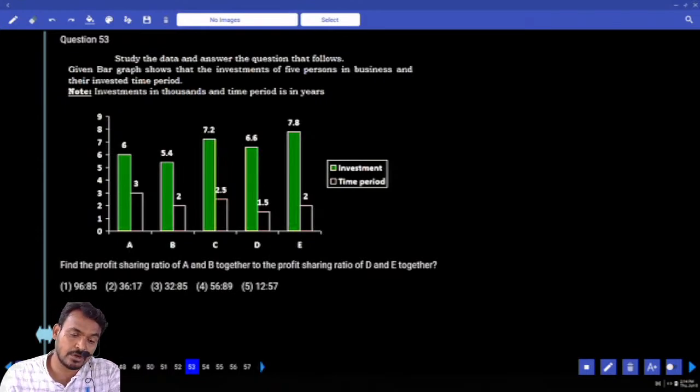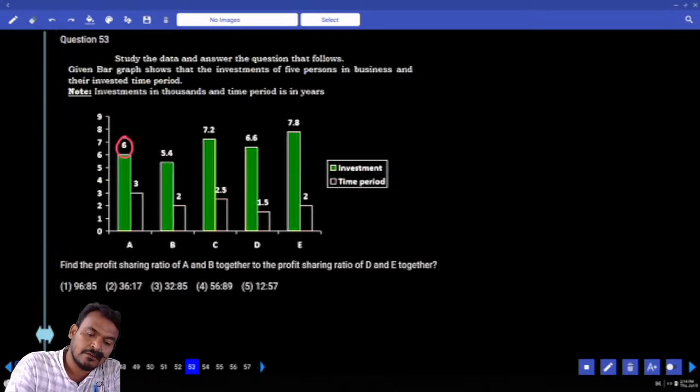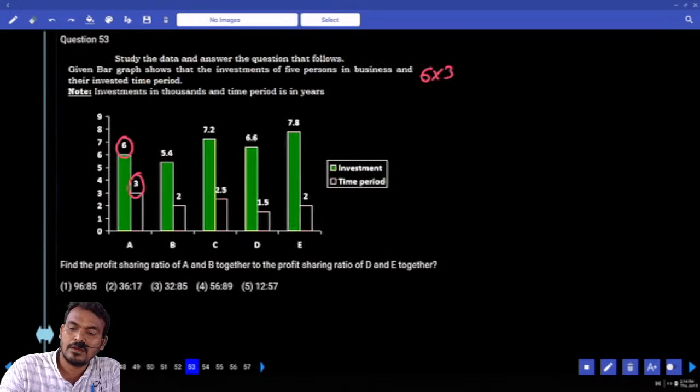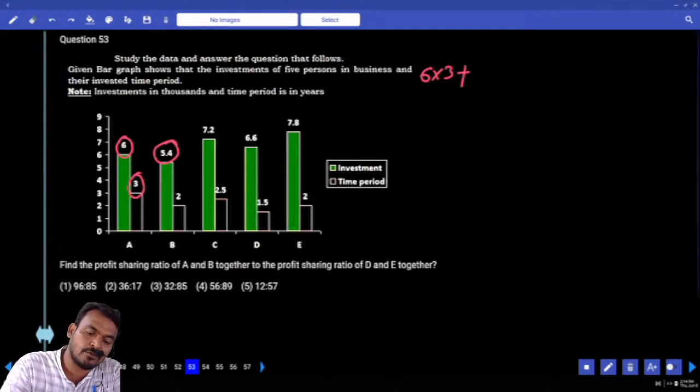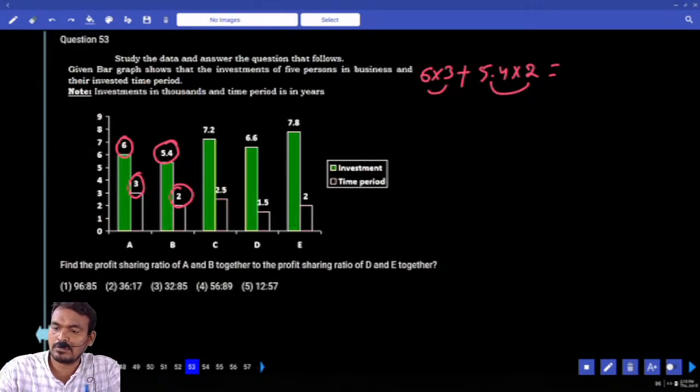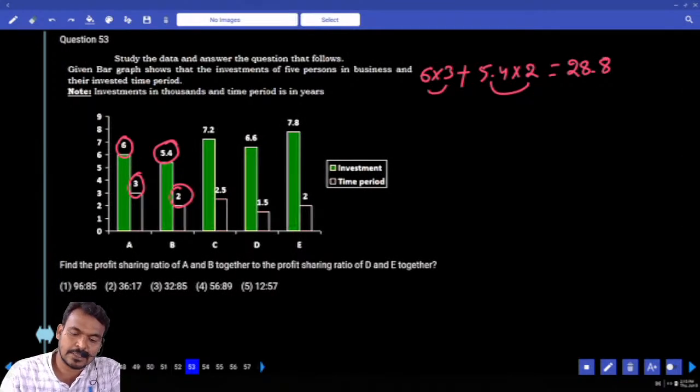Profit sharing ratio of A and B. First, what is the A investment? 6 parts. For how many years? 3 years. That is written as 6 into 300, plus second one 5.4 into 200. 6 times 3 is 18. 5.4 into 2 means 10.8. Total it is 28.800.